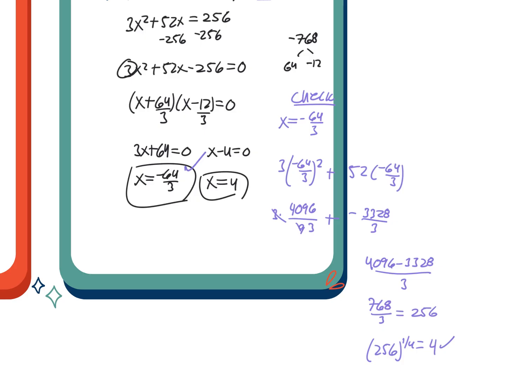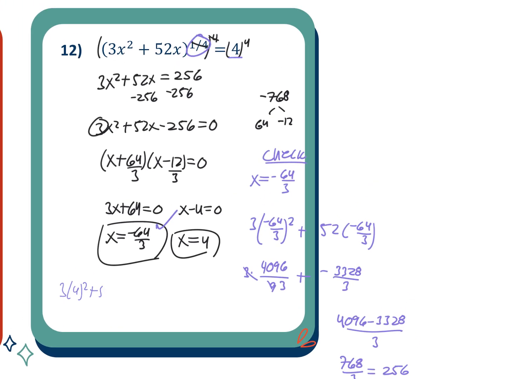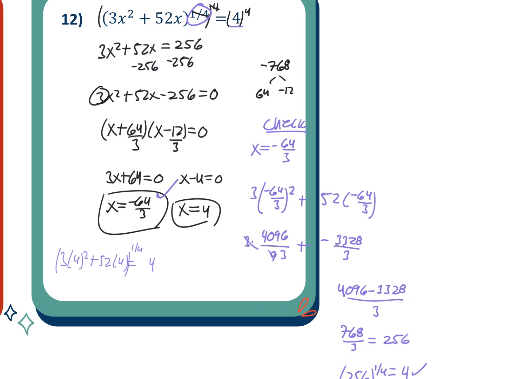We can try the same thing with 4. So I'm going to get 3 times 4 squared plus 52 times 4 equals 4. This is all to the power of 1/4. And then 3 times 4 squared is, well, 4 squared is 16, and then 3 times 16 is 48. So then I get 48 plus 52 times 4, which should get you 208.